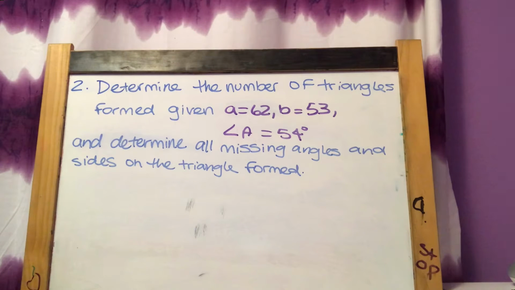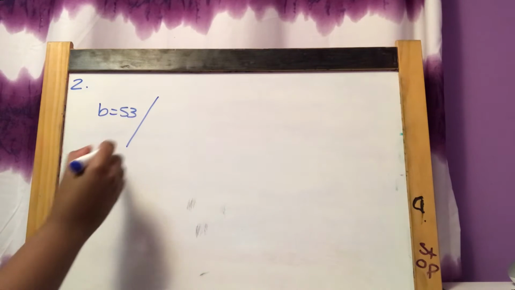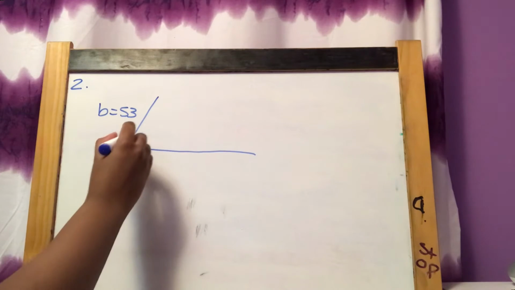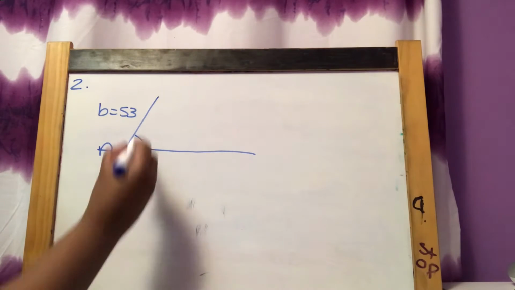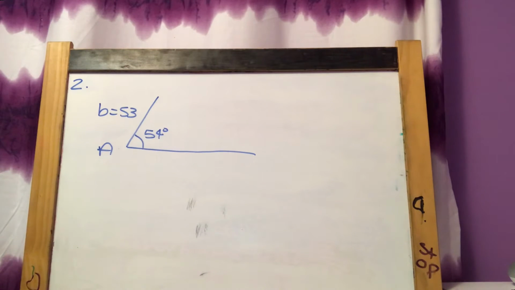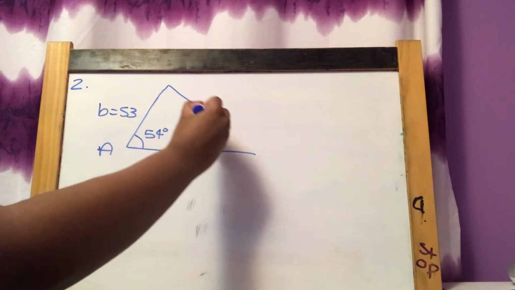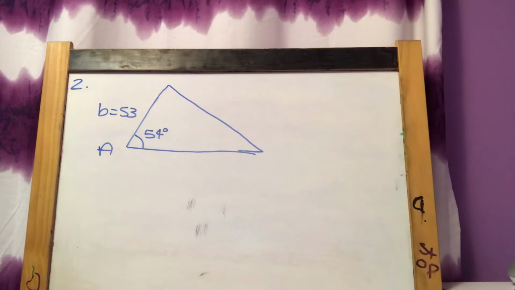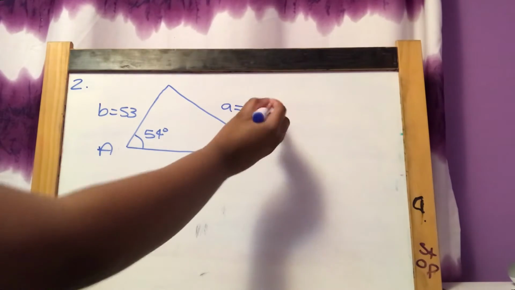Okay, moving on to question 2, which says determine the number of triangles formed given a equals 62, b equals 53, and the angle A is 54 degrees, and also determine all the missing angles and sides on the triangle formed. So that is what we're going to do. The first thing that I did was think out how the triangle would look if it had these measurements. So I put the angle, which was 54, and then I had 53 as b for that side length, and then a as 62. So I knew that a was going to be longer than b, so I tried to make it longer than that other side length.